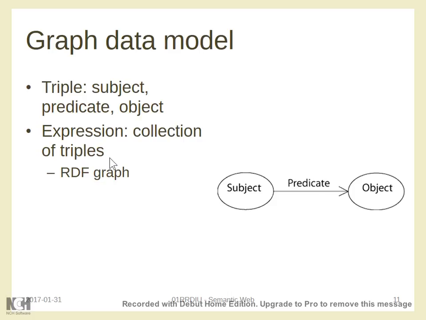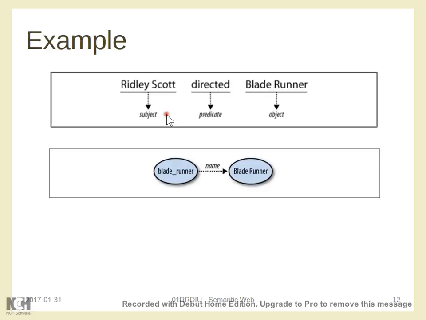There is no notion of order, and there is no notion of uniqueness. So you can have the same triple two or three or four times. You are just reasserting the same thing, but it's not forbidden, and it doesn't mean anything special.